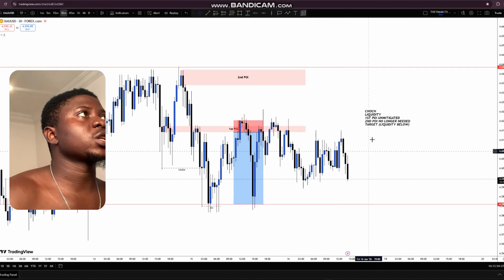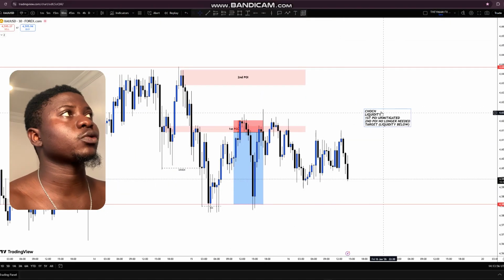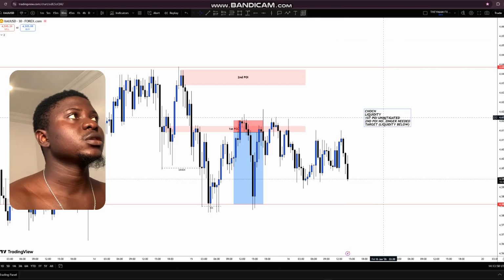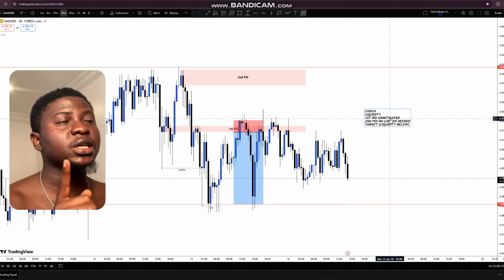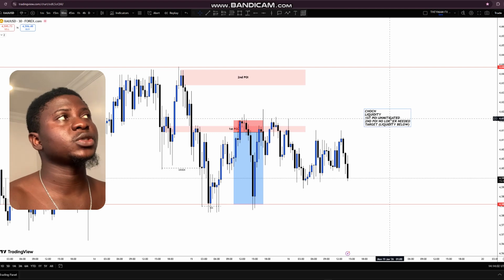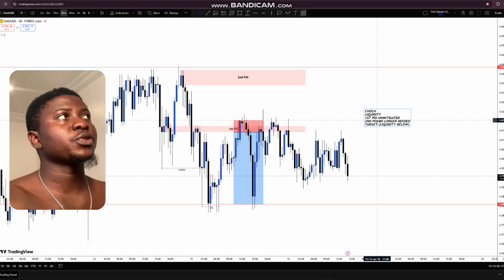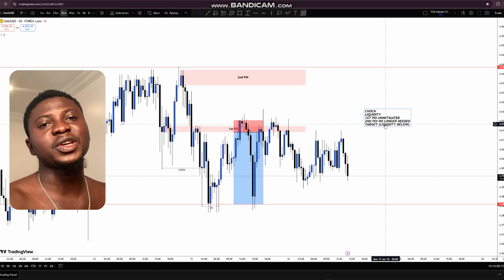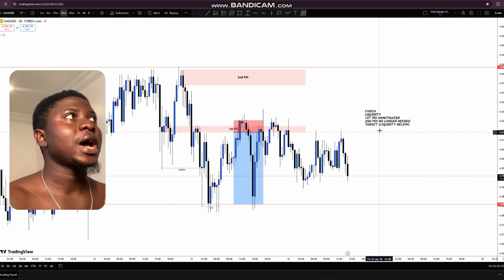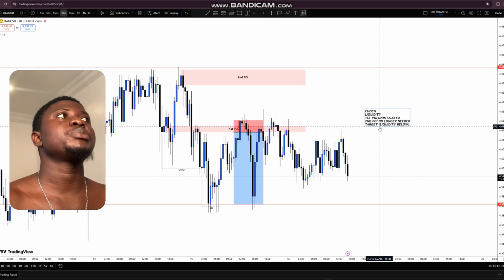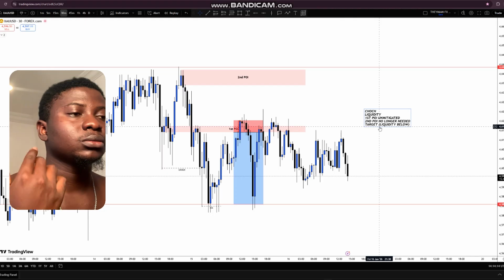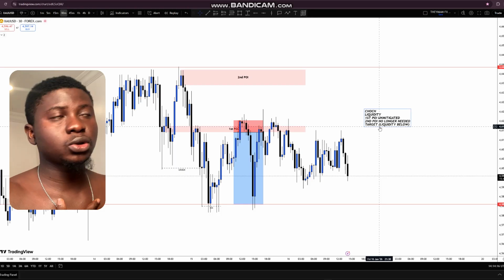So what was I looking out for? I already wrote it on the screen. I said change of character, liquidity, first point of interest must be unmitigated. If it is mitigated, then I'm going to go for the second point of interest. Then the second point of interest is no longer needed because the first point of interest was unmitigated, and the target will be the liquidity or any targets of your choice.